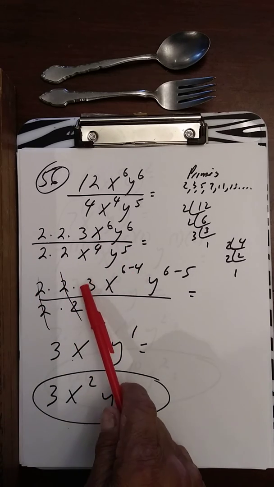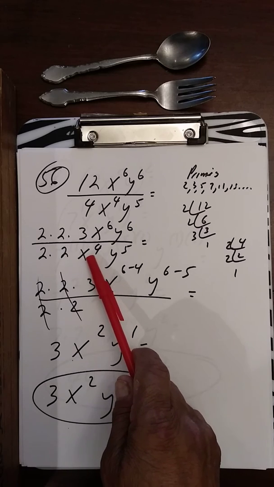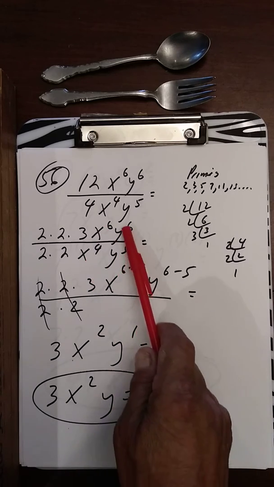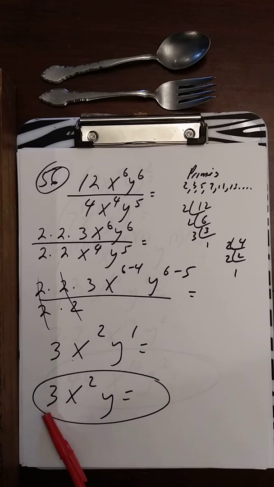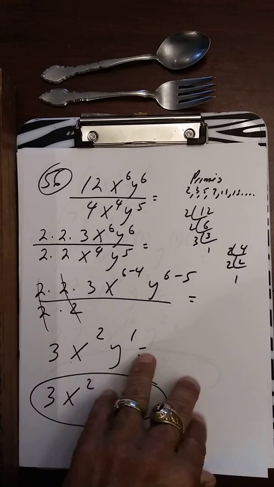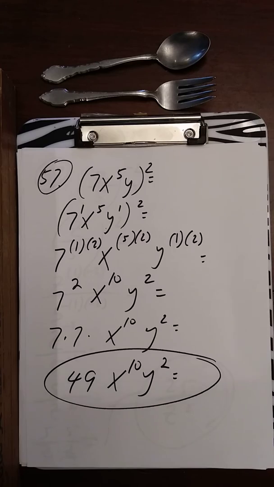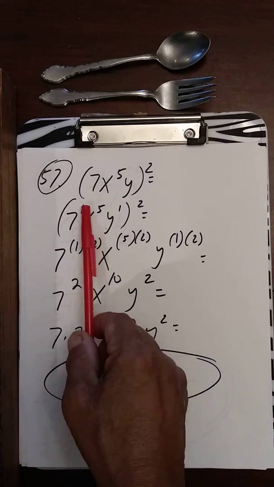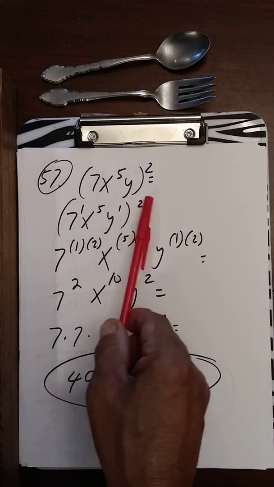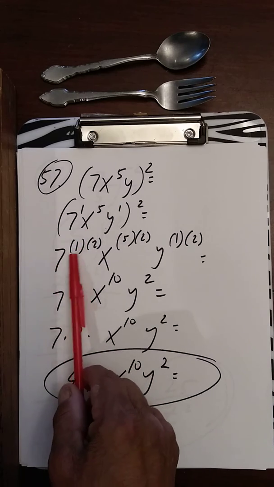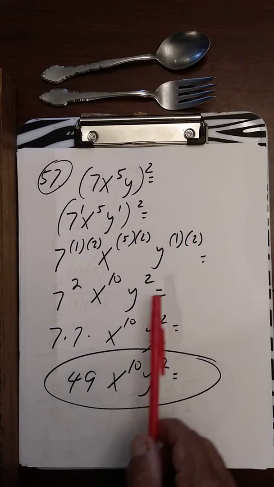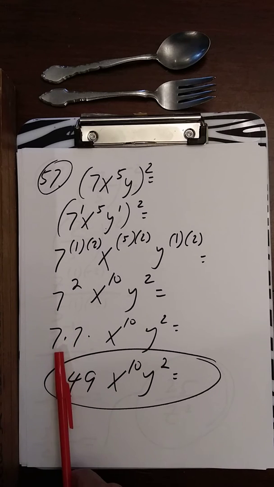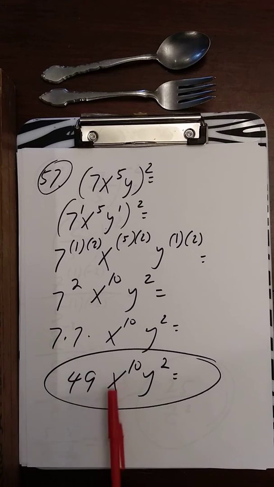But we still have this. Now the powers. Subtract the little from the big, little from the big. So we're going to have 3x squared, y to the 1, or just 3x squared y. This one, put a 1 power, times the 2, 2 times that, 2 times that, 2 times that. So we have 7 to the 2, x to the 10, y to the 2. So 7 times 7 is that number, 49, x to the 10, y squared.